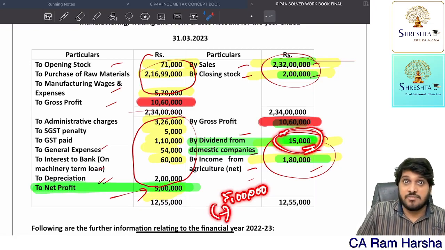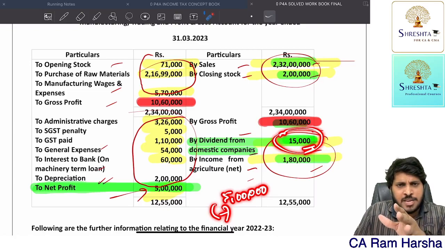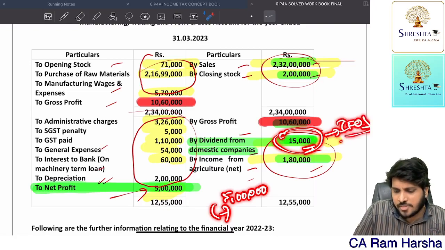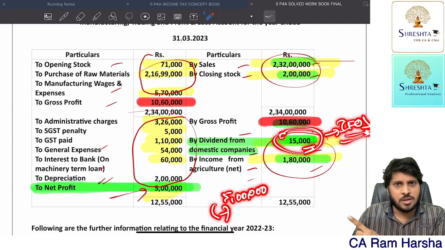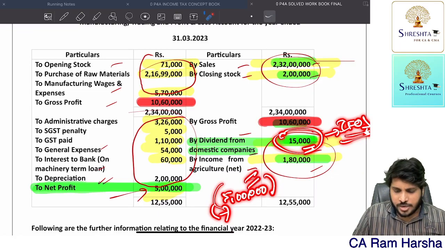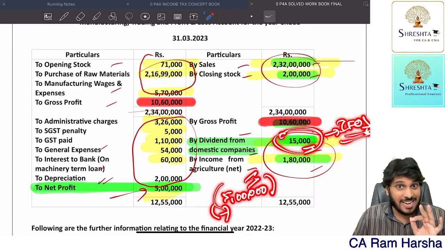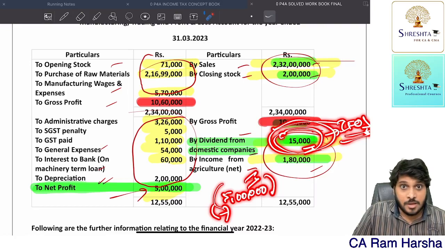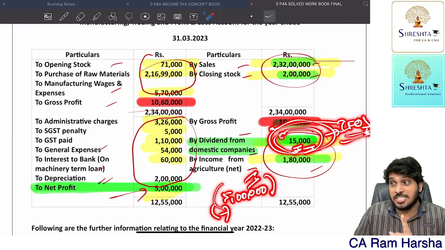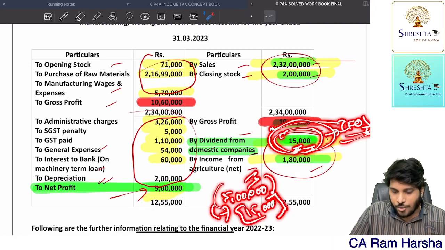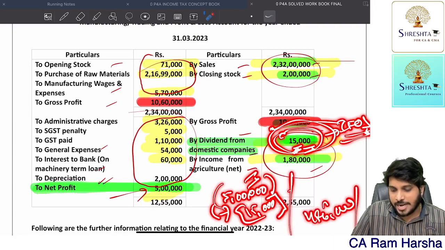This 15,000 is dividend income. Dividend income is not taxable under PGBP. It is taxable under income from other sources. Now, in the exam, they ask you to compute PGBP income. While computing this 5 lakhs, this is already added. Under business or profession, will this 15,000 be added? No, it is taxable under other sources. So, to get PGBP profit, I should reduce 15,000. So my PGBP income is 4,85,000 rupees.